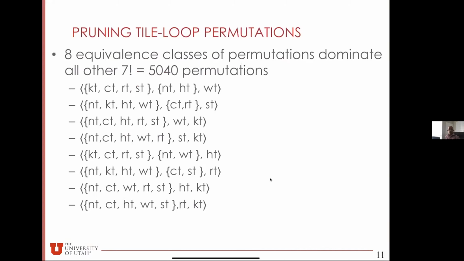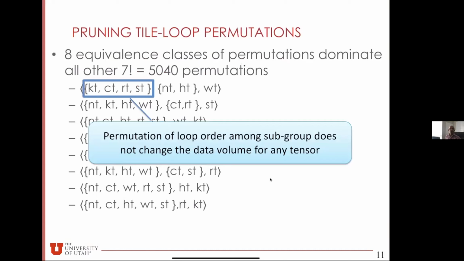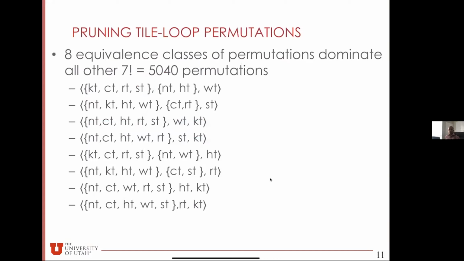And so these are listed in outer to inner loop order, and what a set of them in curly braces means is that permutations within those don't change the cost at all. So essentially, amongst these 8 equivalence classes, we just need to evaluate one of them, because all of them from the cost point of view for data volume are going to be identical.